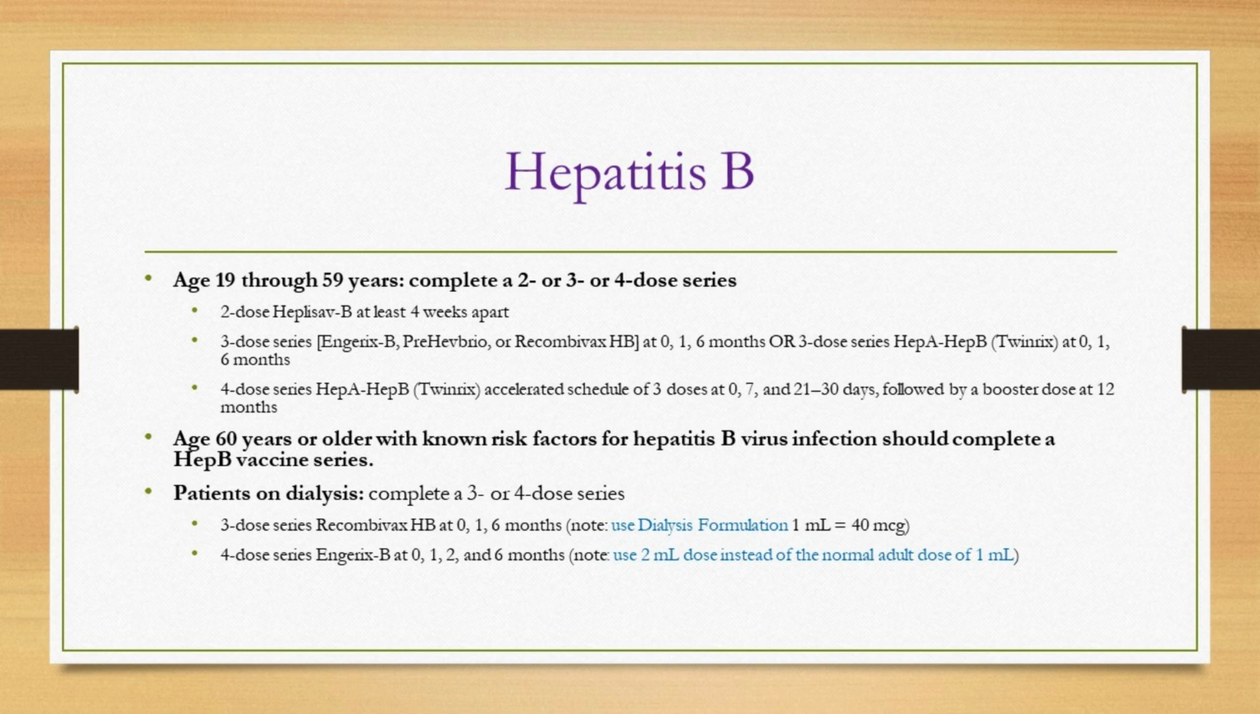Persons who are age 60 years or older with known risk factors for hepatitis B virus infection should be given a complete hepatitis B vaccine series. Those persons who are on dialysis should complete a 3 or 4 dose series, and the dose is different in these persons. We'll use the 3 dose series Recombivax HB at 0, 1 and 6 months with the dialysis formulation. Similarly, for the 4 dose series, that is Engerix-B at 0, 1, 2 and 6 months, we'll use double the dose that is usually given in normal adults.